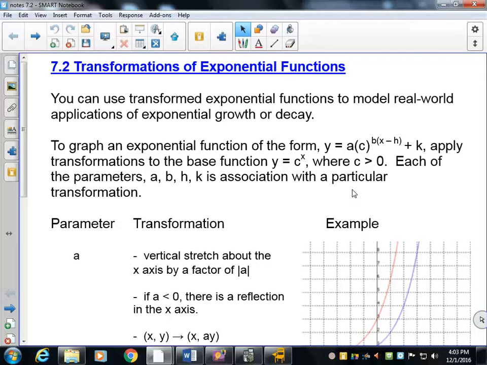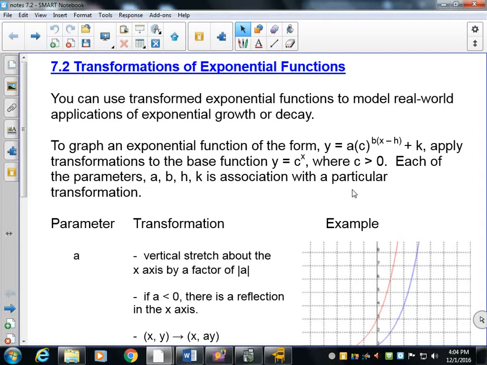So today we're going to look at 7.2, which is transformation of exponential functions. Basically, we're going to take the exponential function that we looked at yesterday and add in our a, b's, h's, and k's, or our a, b, c, d's. Our a is our amplitude. It's going to stretch it. Our b is going to compress it. Our h is going to shift it horizontally, and our k is going to shift it vertically, right?